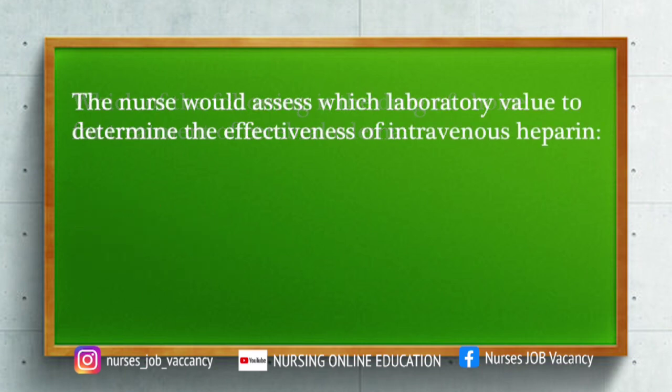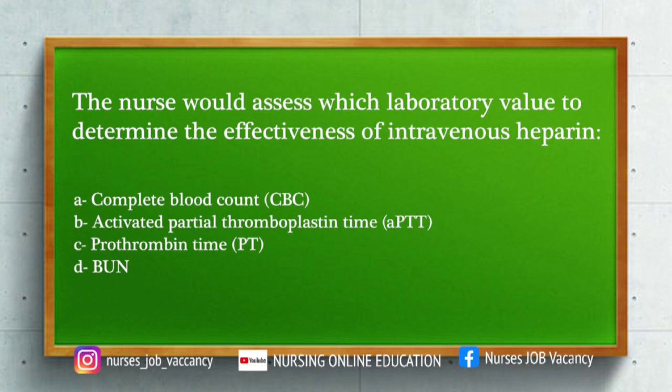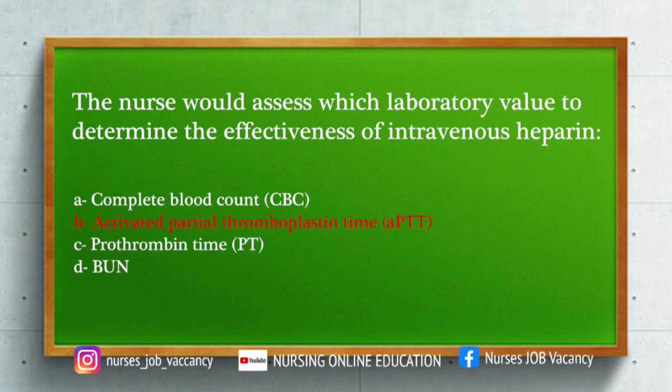Next question. The nurse would assess which laboratory value to determine the effectiveness of intravenous heparin? A. Complete blood count, CBC. B. Activated partial thromboplastin time, APTT. C. Prothrombin time, PT. The right answer is B. Activated partial thromboplastin time, APTT.